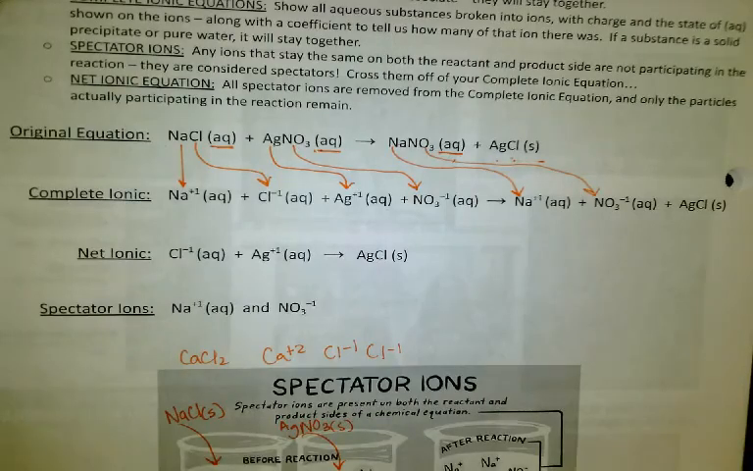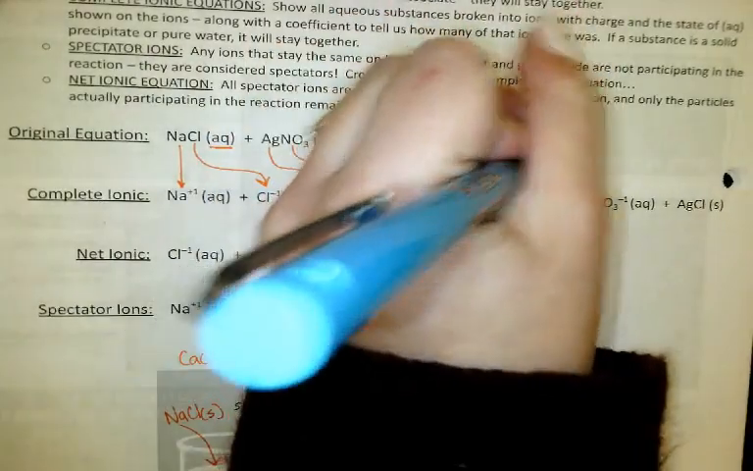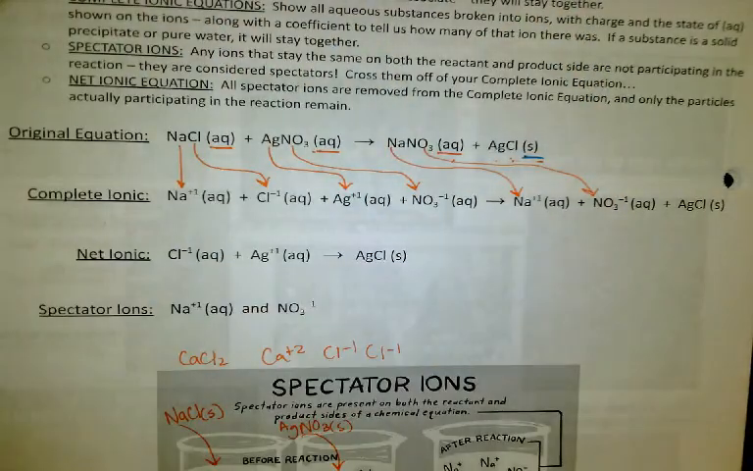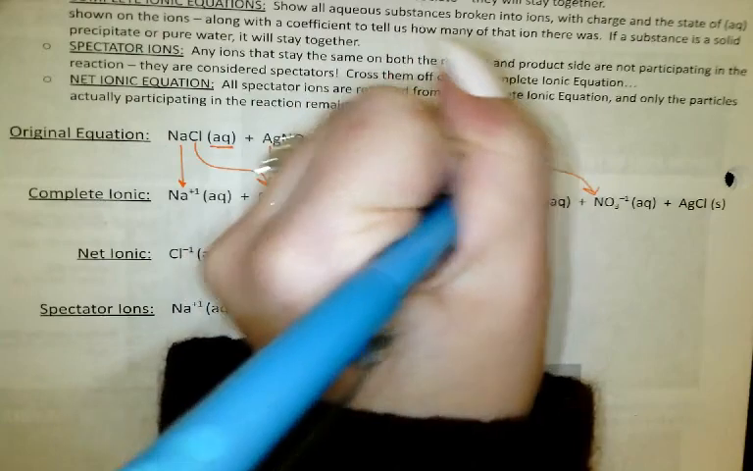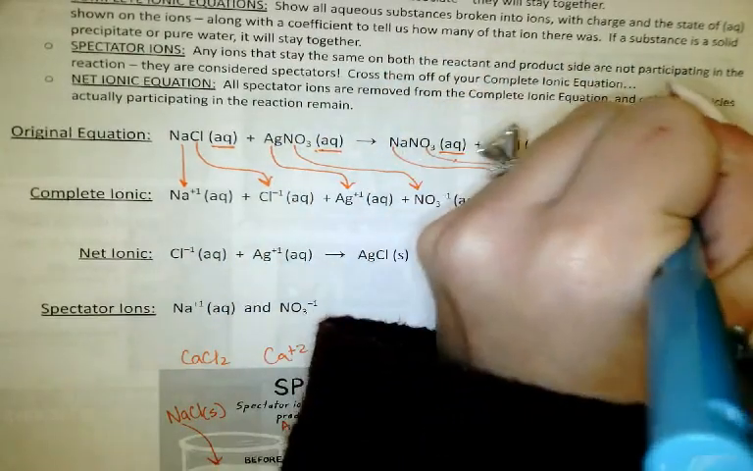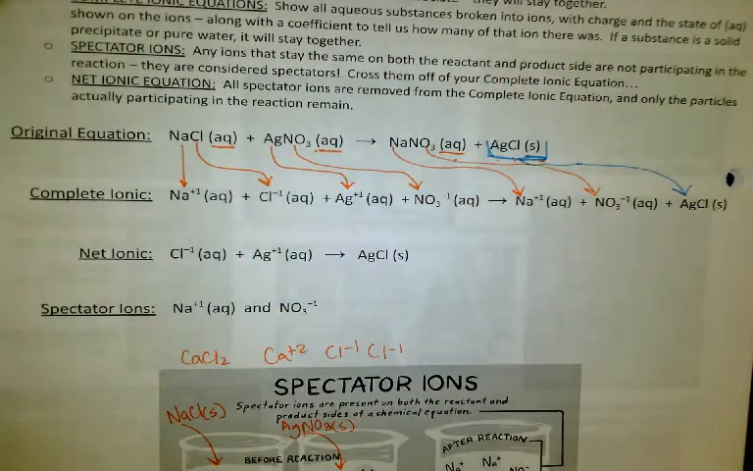But notice, silver chloride is a solid, right? If it is a solid, liquid, or gas, you're going to keep it together when writing the complete ionic equation. So notice we didn't separate out silver chloride into its ions because it's not dissolved in the water. It is together as silver chloride. Okay? And so that is our complete ionic. So it has all the ions there. Now the next step is writing our net ionic.